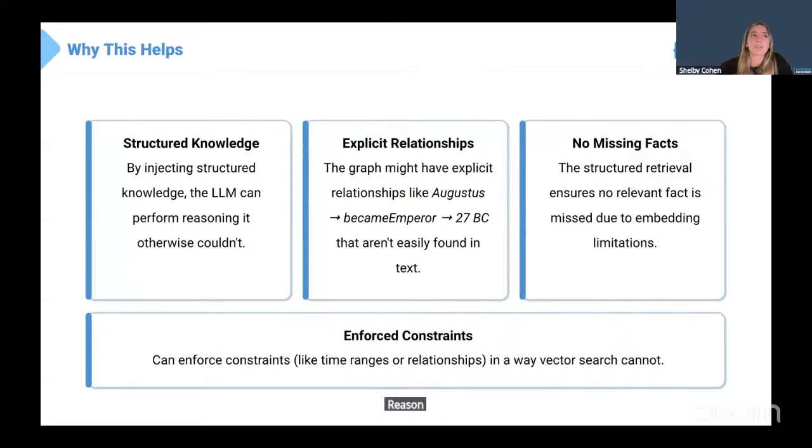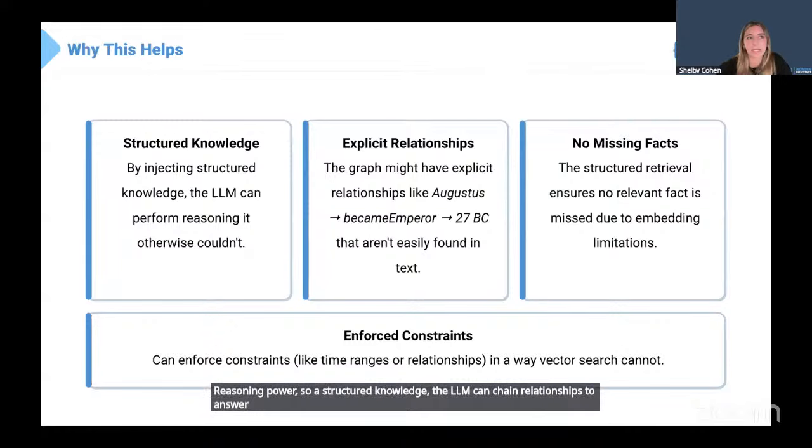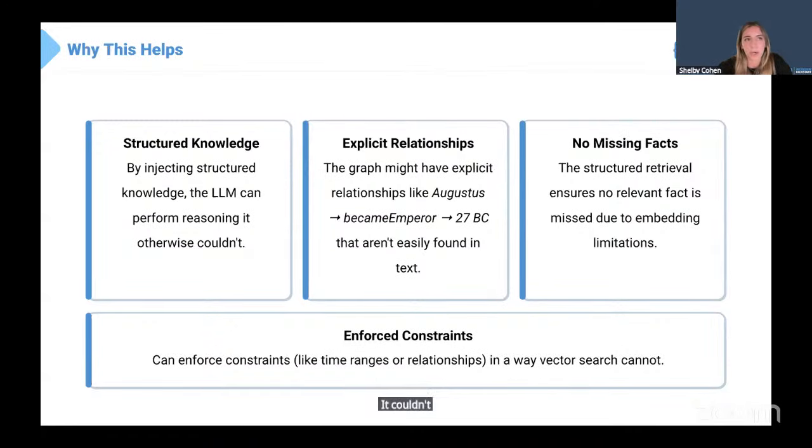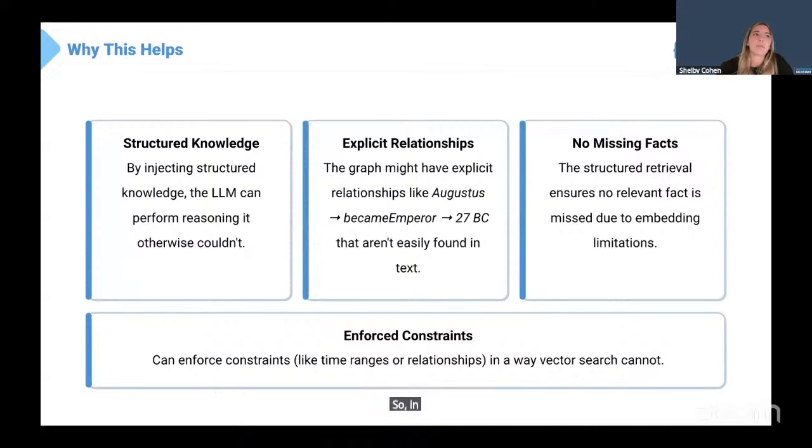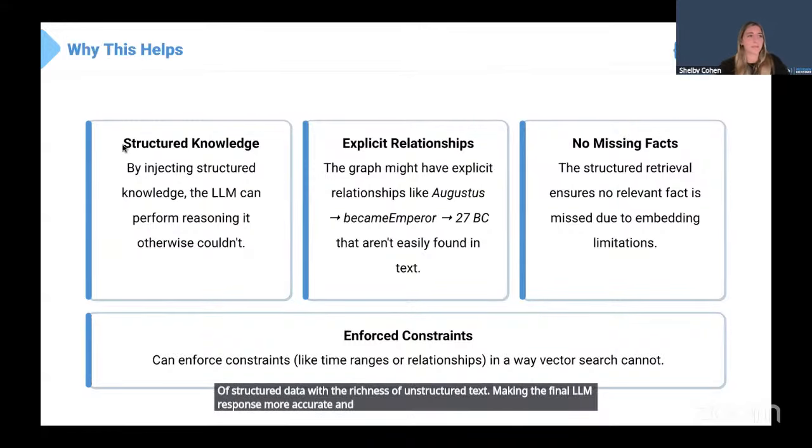Reasoning power. So with structured knowledge, the LLM can chain relationships to answer complex queries it couldn't solve from the text alone. And then enforced constraints. Graphs can apply rules, such as time ranges or valid relationships, which vector search cannot guarantee. So in short, hybrid retrieval allows us to combine the precision of structured data with the richness of unstructured text, making the final LLM response more accurate and trustworthy.